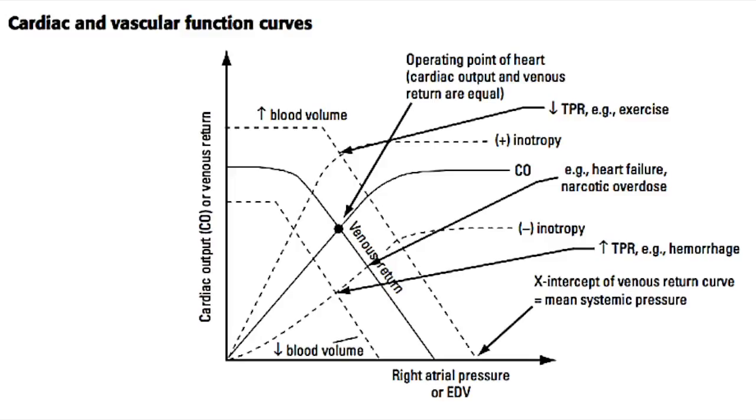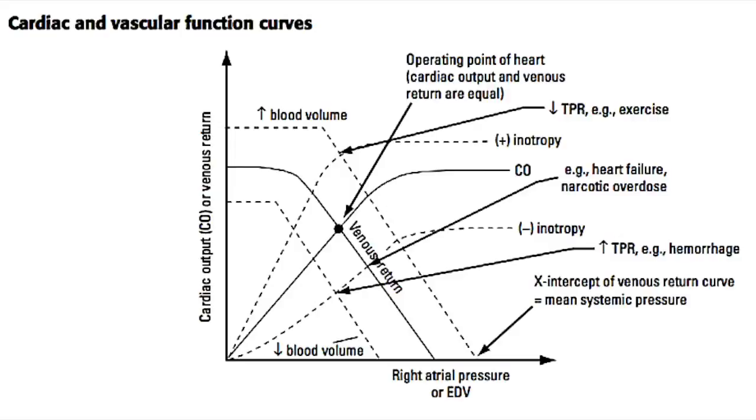On this graph, you can see two different curves on the same graph. The y-axis represents cardiac output or venous return, and that's in liters per minute. The x-axis shows either right atrial pressure or left ventricular end diastolic volume, depending on which curve you're looking at. The two curves in this diagram are the vascular function curve, which is the one that starts in the bottom left and slopes upward to the right and says CO at the end.